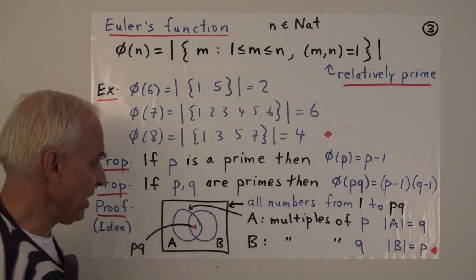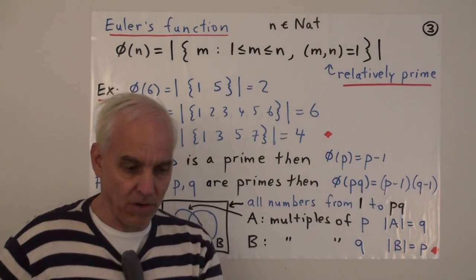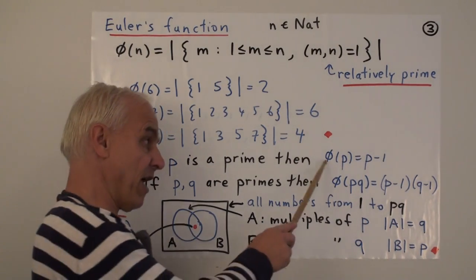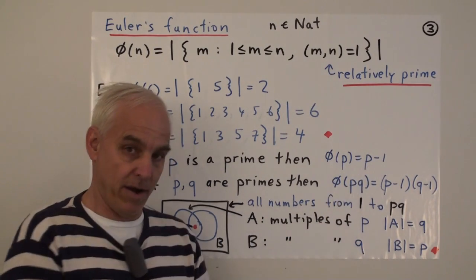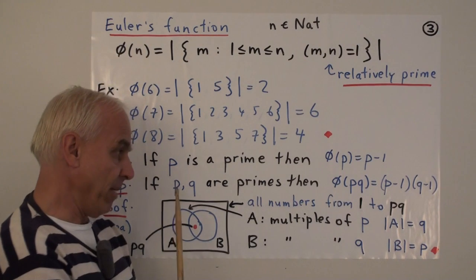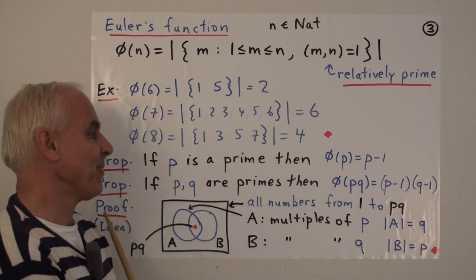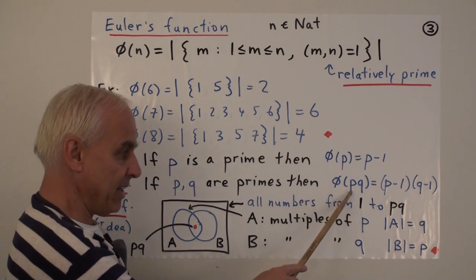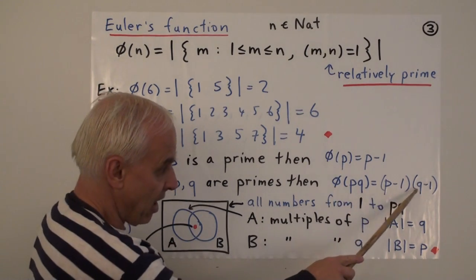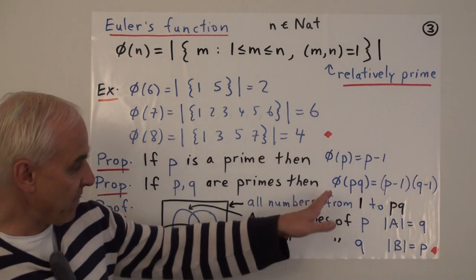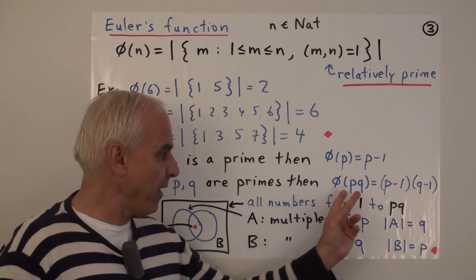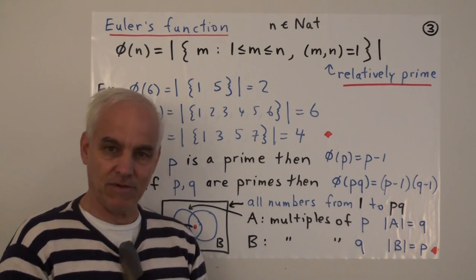It's not hard to see that if p is a prime, then all of the numbers up to p minus 1 are going to be relatively prime to it. So phi of p is in that case p minus 1. And if p and q are both primes, distinct primes, then phi of p times q is p minus 1 times q minus 1. So this phi function has a kind of a multiplicative aspect, at least when the two numbers here are relatively prime.